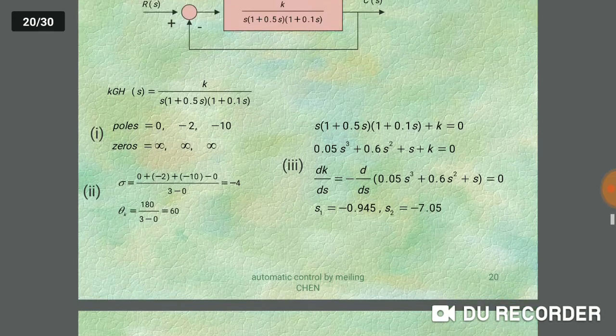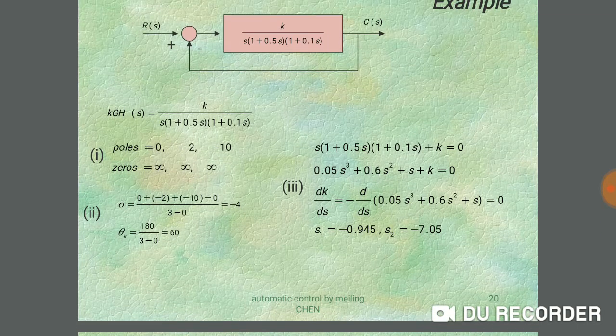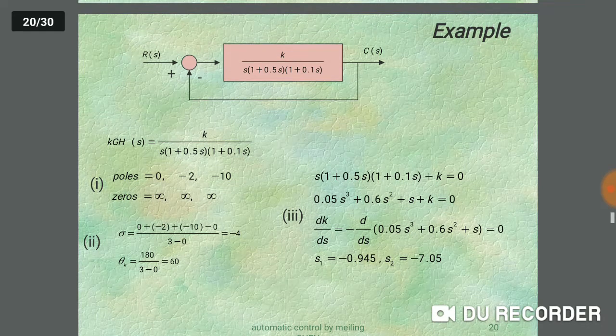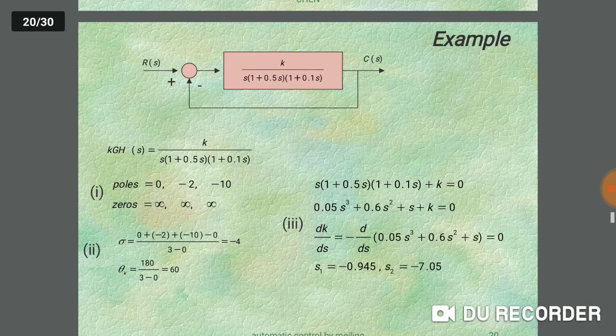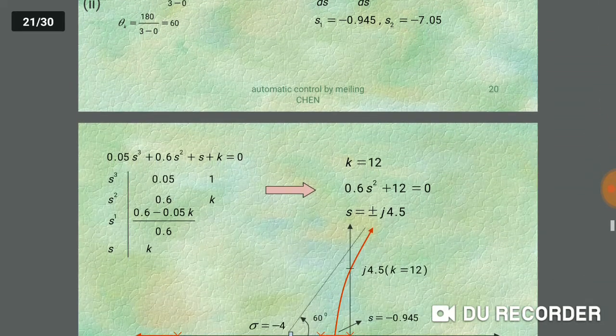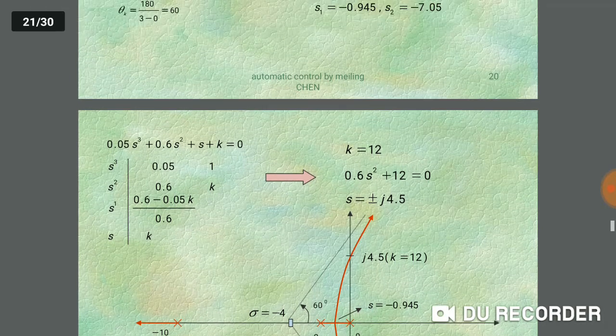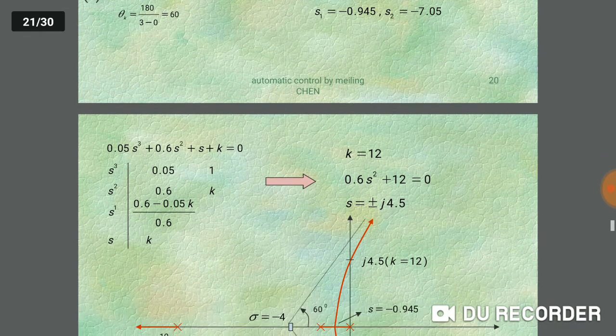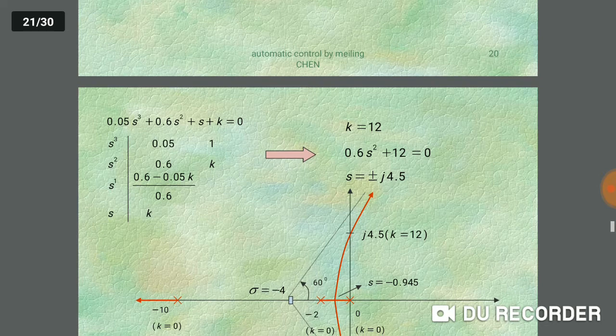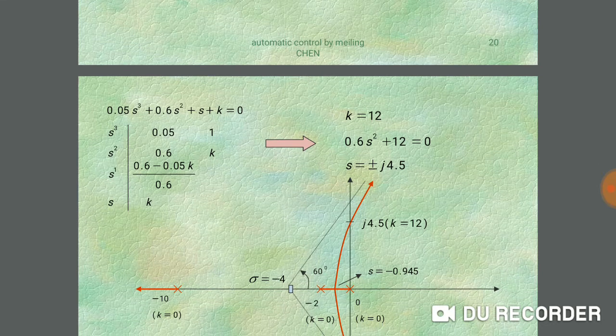Next, the third step is to calculate the roots, using the same procedure as we discussed when finding the centroid or the breakaway point. Consider the equation, find the value for K, take the first derivative of that and find the roots for it. Then, as we have the equation, find the stability and the value for K.